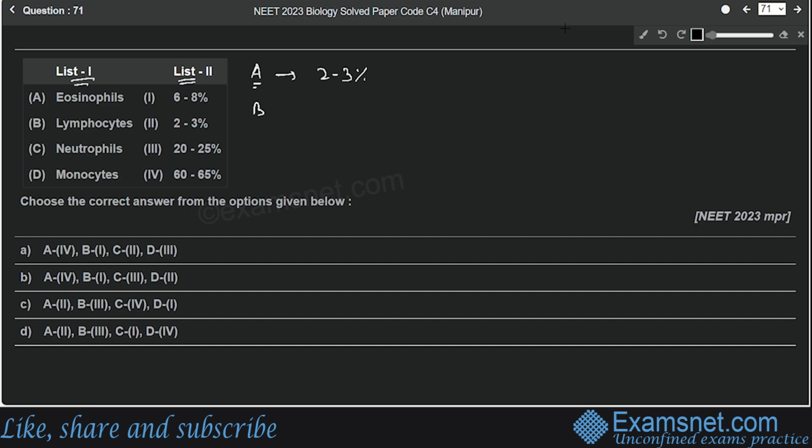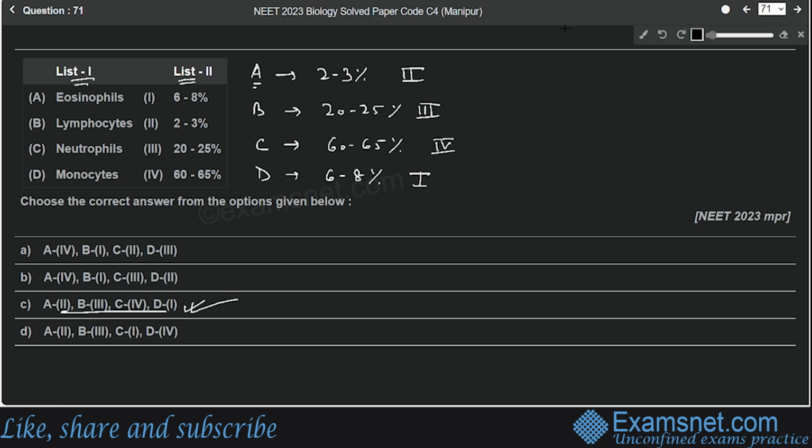Then the next one is lymphocytes. Lymphocytes typically make up about 20 to 25% of the white blood cells. So B will be matched with number 3. Then C, neutrophils. Neutrophils are present in large quantity. They make up about 60 to 65% of the white blood cells. So C will be matched with number 4. And the last one is monocytes. Monocytes are present in an amount that is 6 to 8% of the white blood cells. So D will be matched with number 1. So according to this, which should be the correct answer? Option C should be the correct answer.